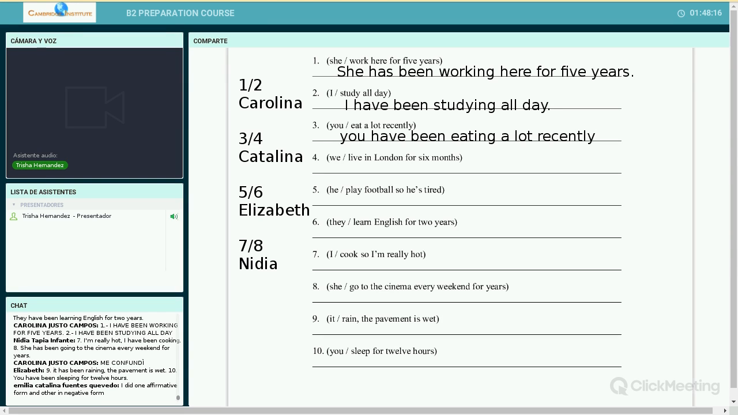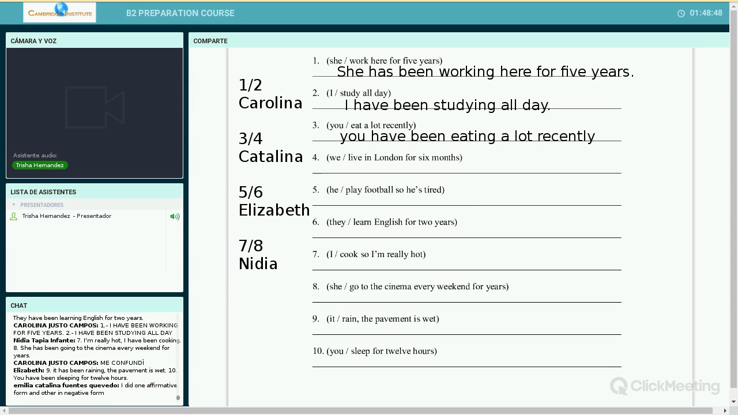I did one affirmative form, another in negative form. Yes, I was telling you that they were all active. In the second page, we have the negative form. No, these are all positive. But don't worry, you get to the negative in the next exercise.